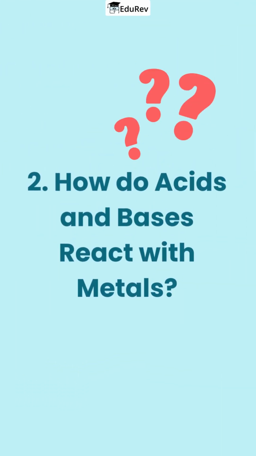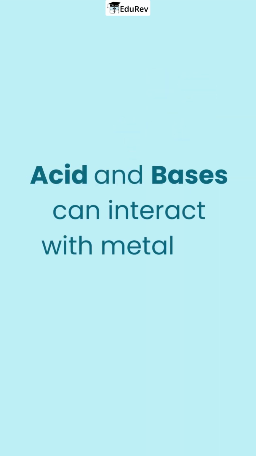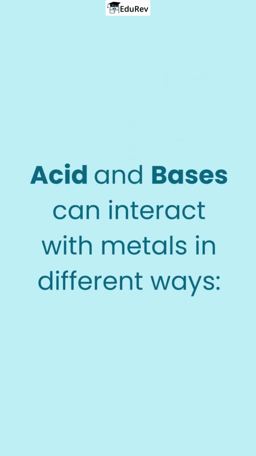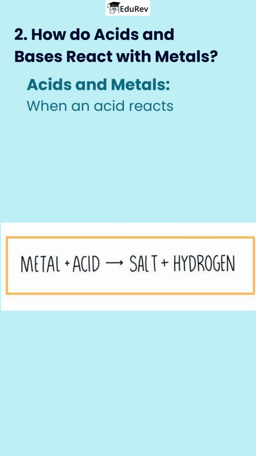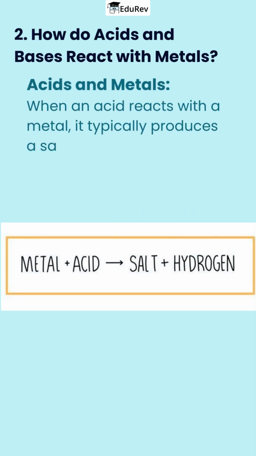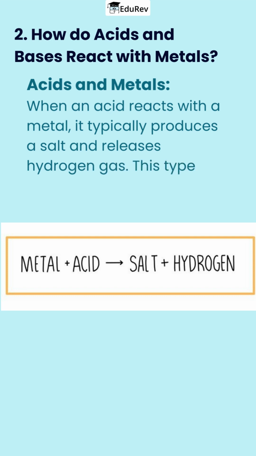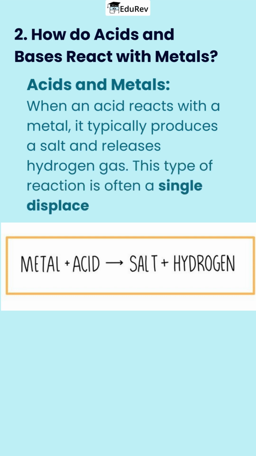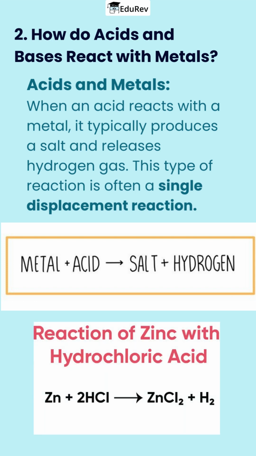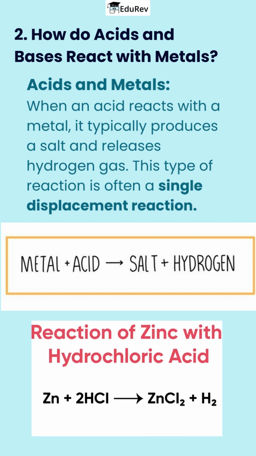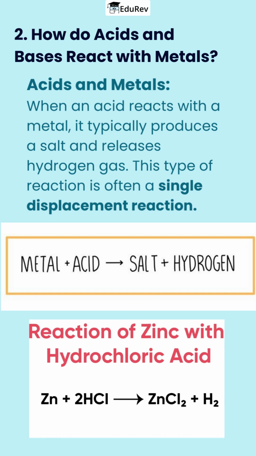How do acids and bases react with metals? Acids and bases can interact with metals in different ways. When an acid reacts with a metal, it typically produces a salt and releases hydrogen gas. This type of reaction is often referred to as a single displacement reaction. For example, if you react hydrochloric acid, HCl, with a metal like zinc, Zn, it will produce zinc chloride, ZnCl2, and hydrogen gas, H2.